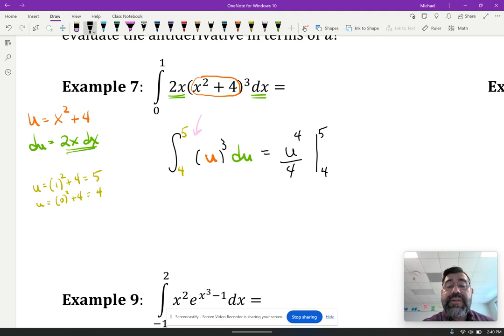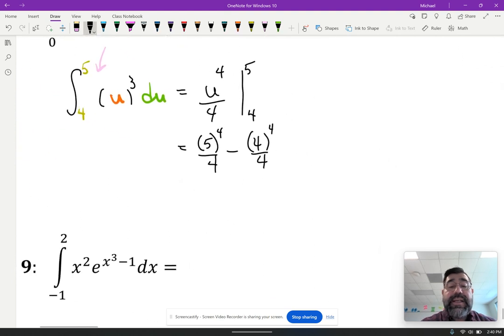Remember, we draw this little line to remind us we're not done. We still need to plug in the values, because the fundamental theorem of calculus says if I substitute the top limit of integration into my antiderivative, and the bottom limit of integration into my antiderivative, and subtract them in that order, top value minus bottom value, then I'm going to get the exact definite integral that I need.